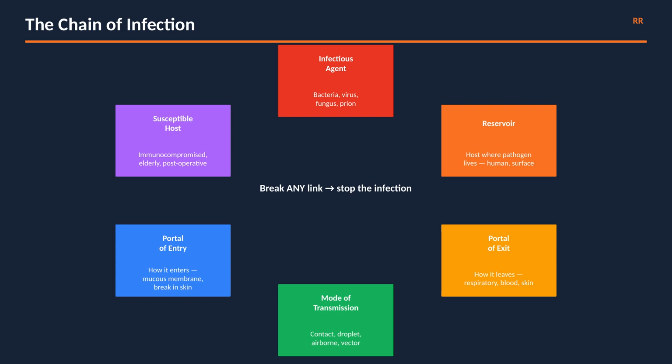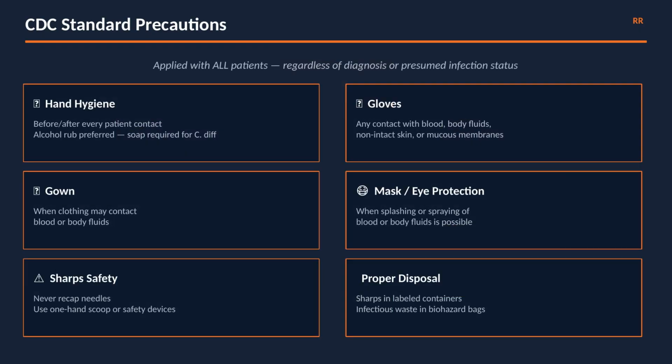Hand hygiene breaks the chain at the mode of transmission, every time. It is the single most effective infection control measure in healthcare. The World Health Organization's 5 moments of hand hygiene defines exactly when hand hygiene is required. Before touching a patient, before any clean or aseptic procedure, after body fluid exposure risk, after touching a patient, and after touching the patient's surroundings: the bed rail, the call button, the imaging table.